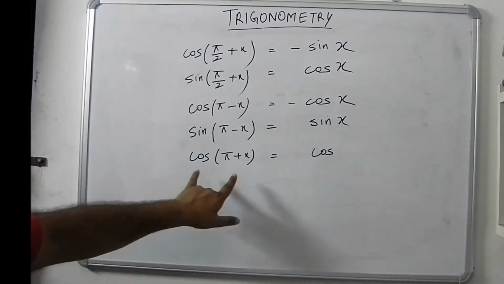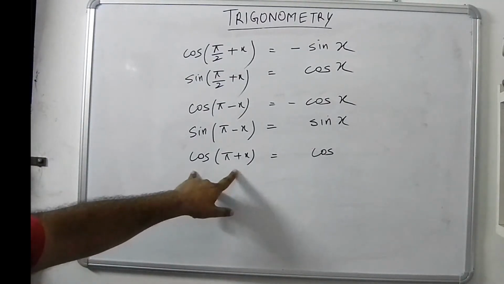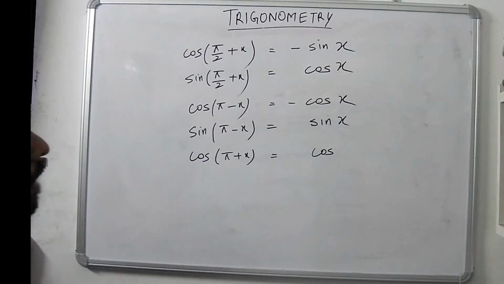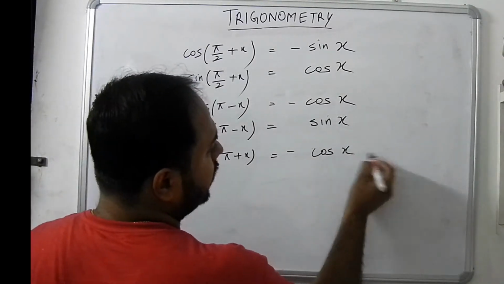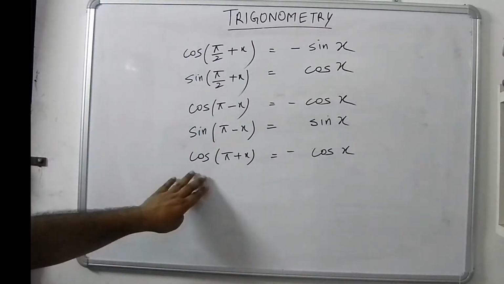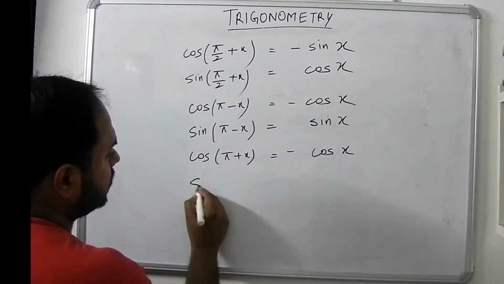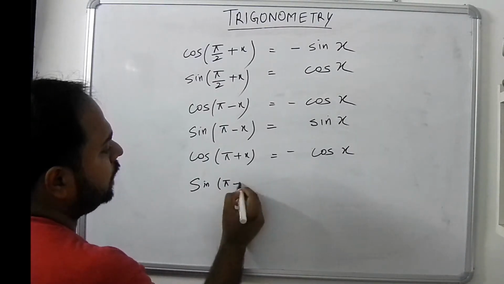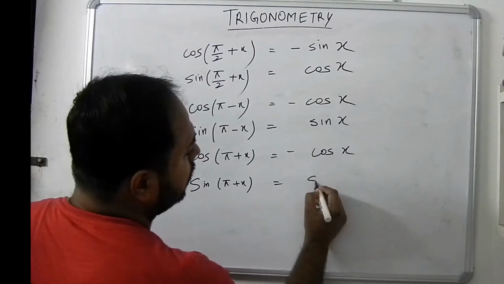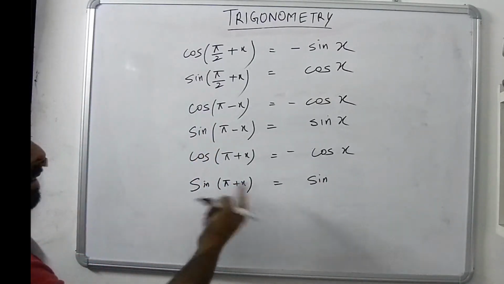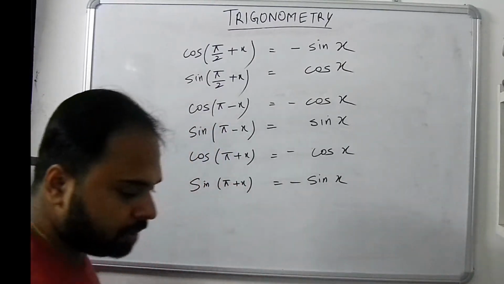Now this is the third quadrant, 180 plus something. In the third quadrant cos is negative, so it is minus cos x. Then sin of pi plus x. I know it's going to be sin, and sine in the third quadrant is negative, so it's minus sin x.